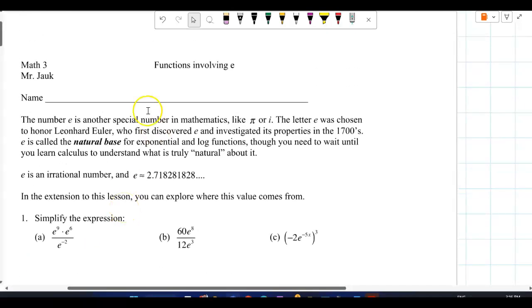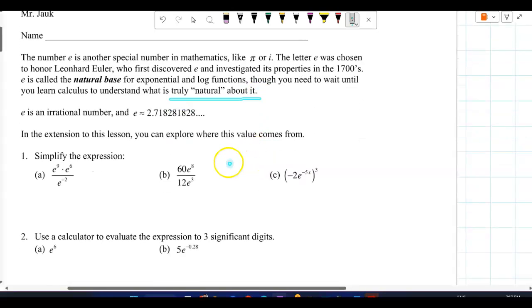Okay. Functions involving e. The number e is another special number in mathematics, like pi or i. The letter e was chosen to honor Leonhard Euler, who first discovered e and investigated its properties in the 1700s. e is called the natural base for the exponential and log functions, though you need to wait until you learn calculus to truly understand its nature.